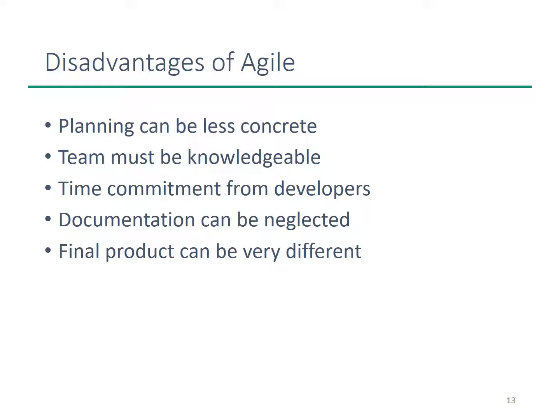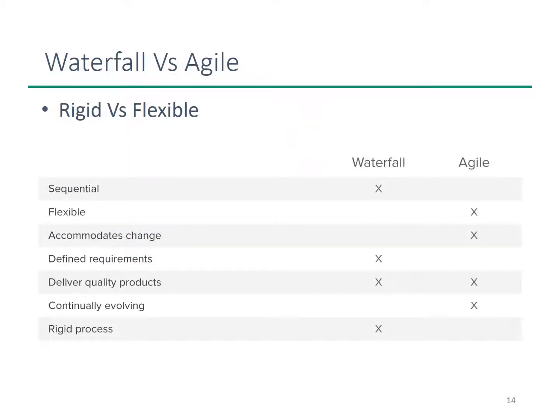Final product can be very different. The initial Agile product might not have a definitive plan. So the final product can look much different than what was initially intended. Because Agile is so flexible, new iterations may be added based on evolving customer feedback, which can lead to a very different final deliverable.